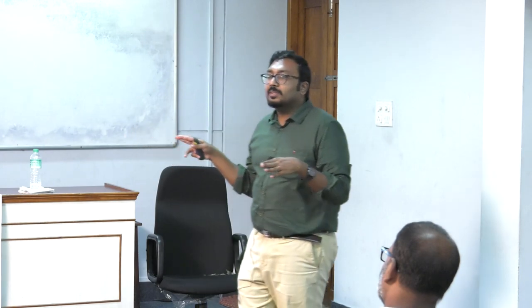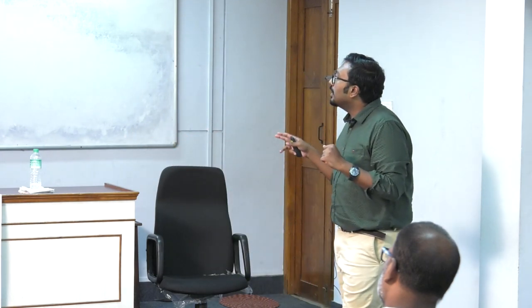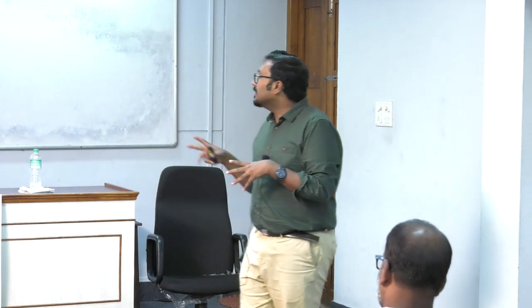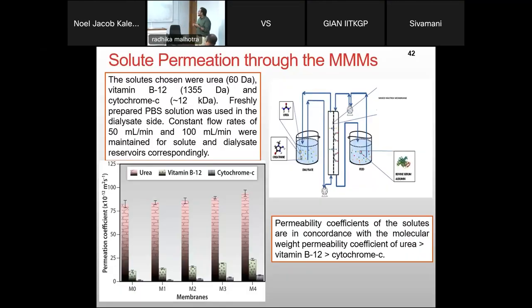We did it for urea, which is 60 Dalton. We did it for vitamin B12, which is around 1300 Dalton, and for cytochrome C, which is somewhere around 14,000 Dalton. Instead of beta 2 microglobulin, cytochrome C is a colored molecule, so by using a microtiter UV reader, you can determine the concentration.